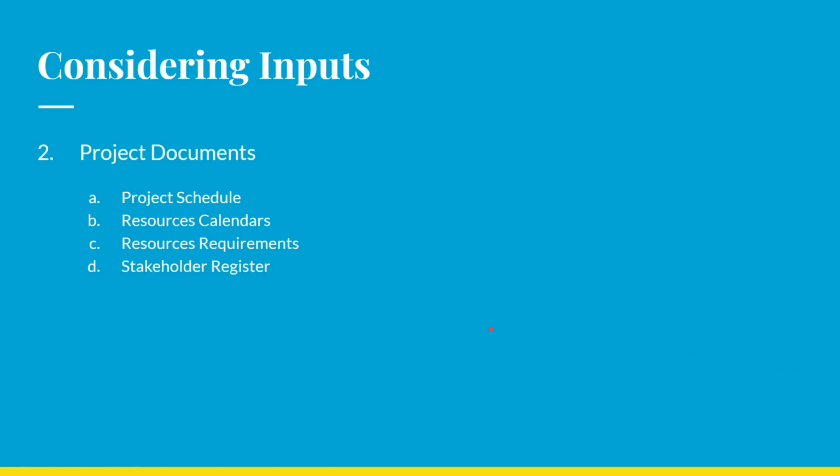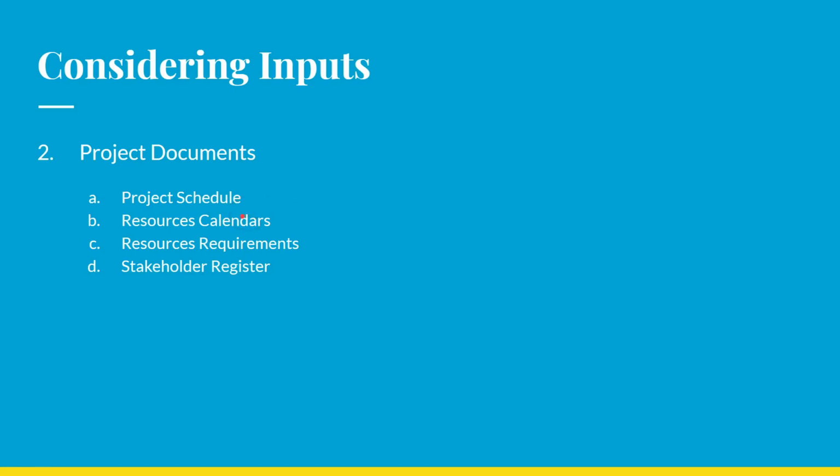And the project documents, there are project schedule, resource calendars, resource requirements, and stakeholder register. This is the document that shows the activities with their planned start and end dates, which will help to determine the resources need to be available and accepted. And the second one is resource calendars. This is the document that lists each resource needed for the project.